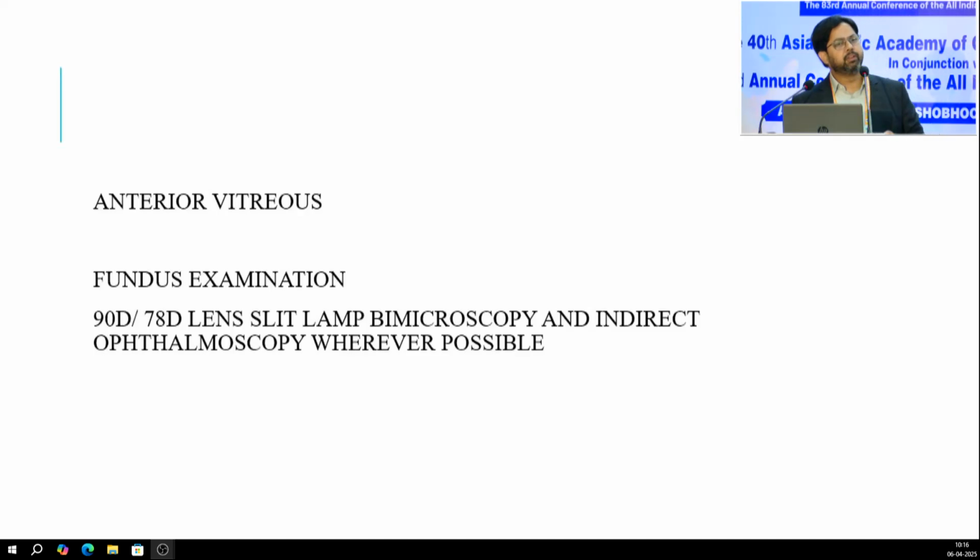Do examine the anterior vitreous. There could be vitreous opacities, floaters, asteroid hyalosis. Coming to fundus, we most commonly do it with a 90D. Some people do it with 78D. It's completely all right. And if possible, do an indirect ophthalmoscopy for periphery, because many times we don't see the periphery, but some lesions can be present, particularly if the patient is a myope.